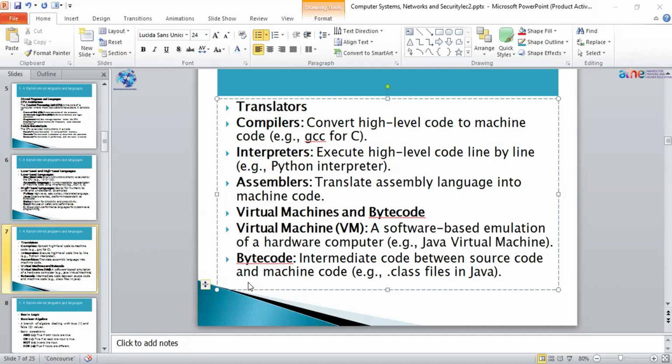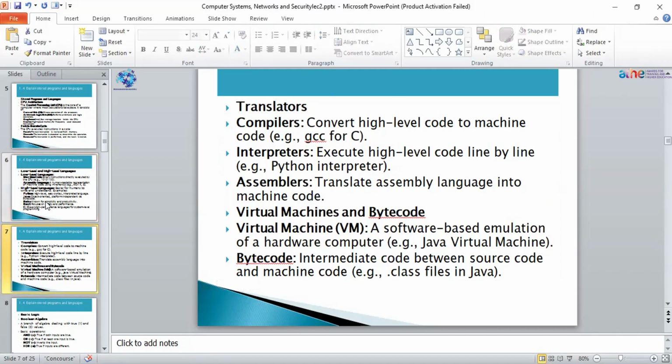Then we have the bytecode. Now, what is the bytecode? It is the intermediate code between the source code and the machine code, like we have the class files in Java. So if you have any information about Java, these are the class files, or you can say the intermediate code between the source code and the machine code.